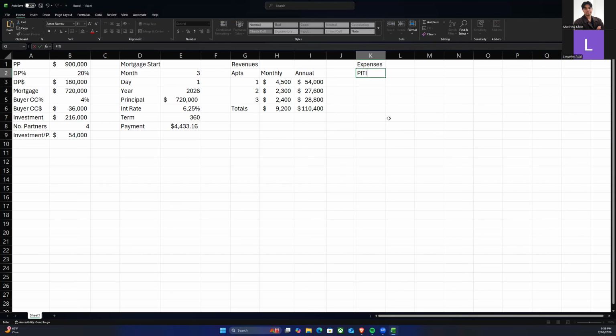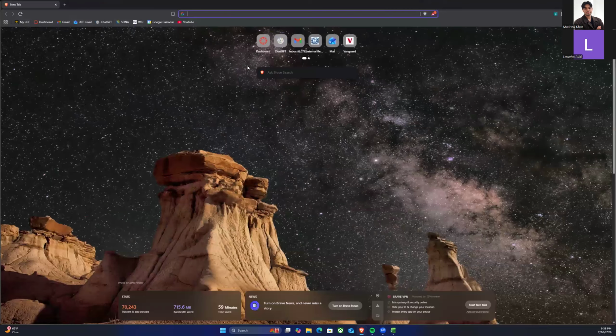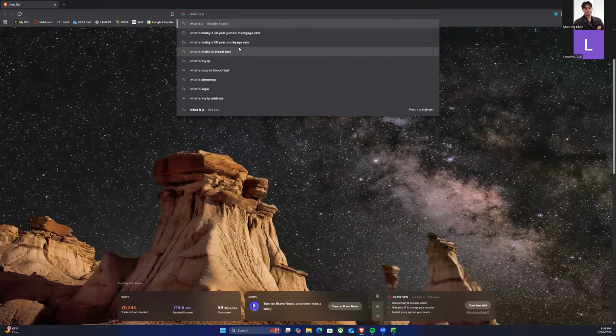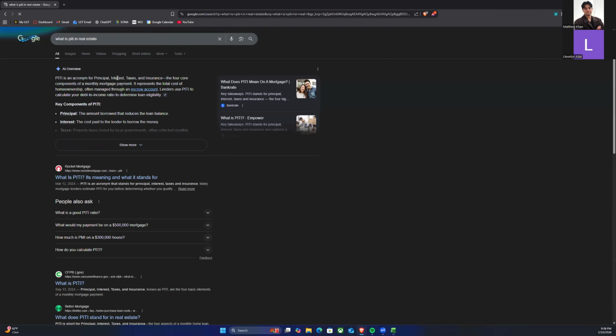So let's go to a website and just type in what is PITI in real estate. Principal, interest, tax, and insurance. Exactly. It's important, and every single company, especially the mortgage companies, are going to be using this because this is going to be part of your qualifications on the loan.